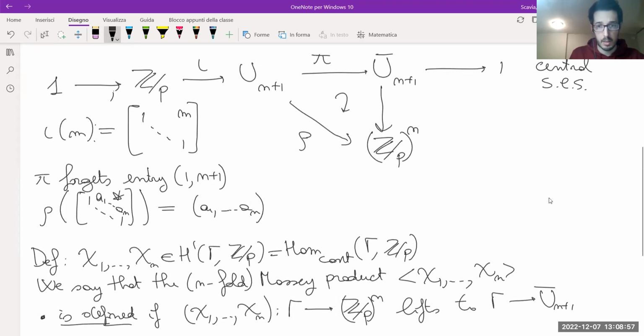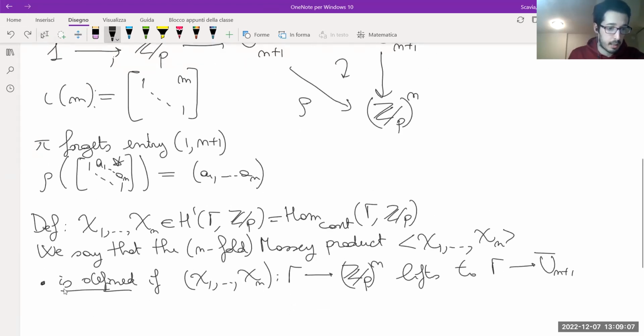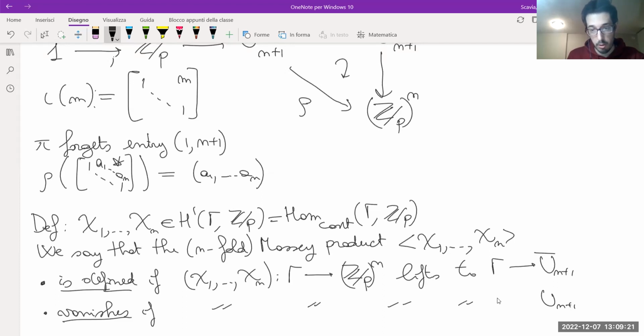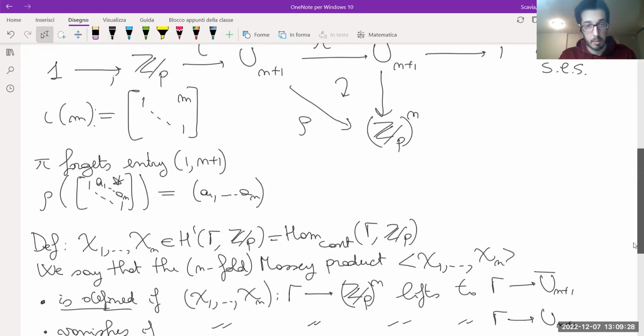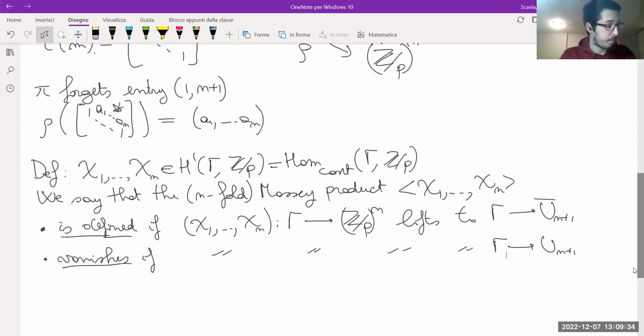And it vanishes if I can lift even more. So it vanishes if the same thing: chi 1 through chi n lifts, this time, to U n plus 1. So if it lifts along the diagonal map in this diagram, this diagonal map rho.